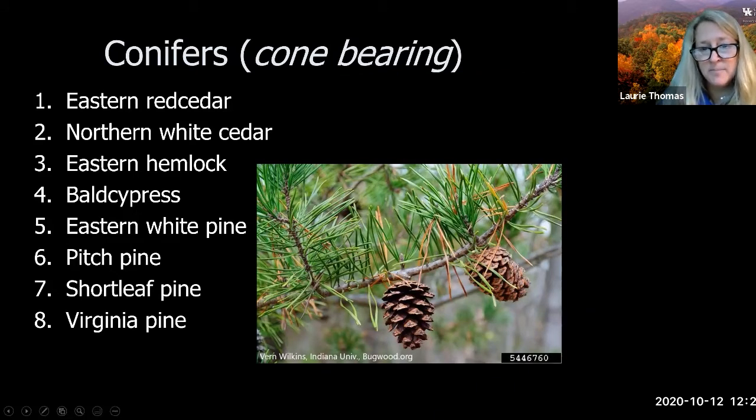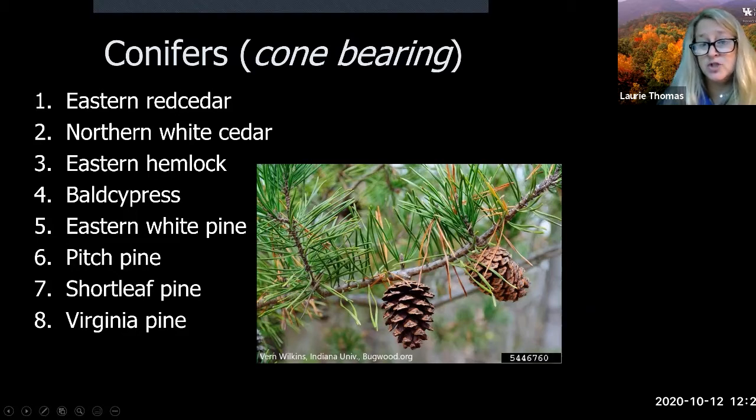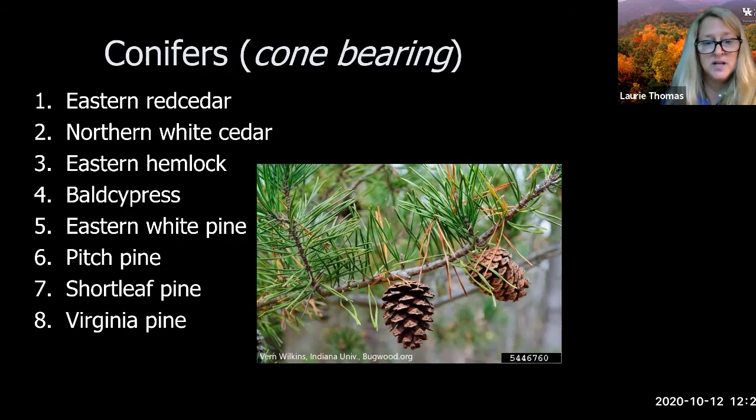And then we've got our Virginia pine. It's our pine tree that has needles in groups of 2, and they're actually twisted a lot of times. So that makes it kind of easy to pick out. We also call Virginia pine scrub pine. It's the one that's going to grow where a lot of other trees can't grow. So Virginia pine is in groups of two. So we've got those eight native ones to worry about here in the state.